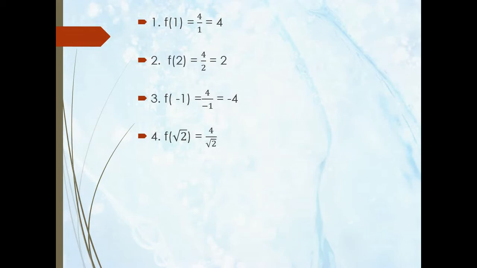Number 4, f of square root of 2, which means that the answer is 4 over square root of 2. But this needs to be rationalized because there would be no radicals in the denominator. So 4 over square root of 2 multiplied by square root of 2 over square root of 2. That means that it would be 4 times the square root of 2 over square root of 4. We all know that the square root of 4 is 2. So the answer is 4 square root of 2 over 2.